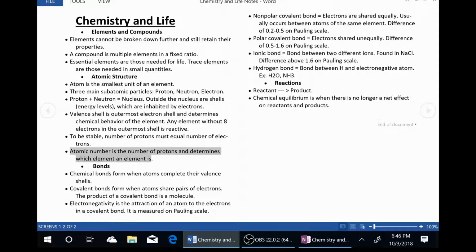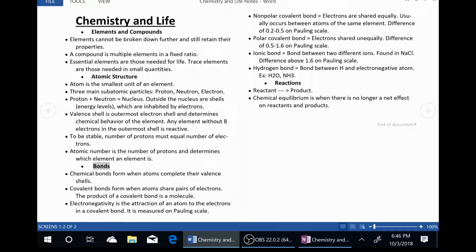Now, atomic number is the number of protons, and this is what determines which element the element actually is. So, for example, nitrogen has 7 protons, whereas oxygen has 8 protons. So if a proton enters an atom somehow, then it changes what that element is.